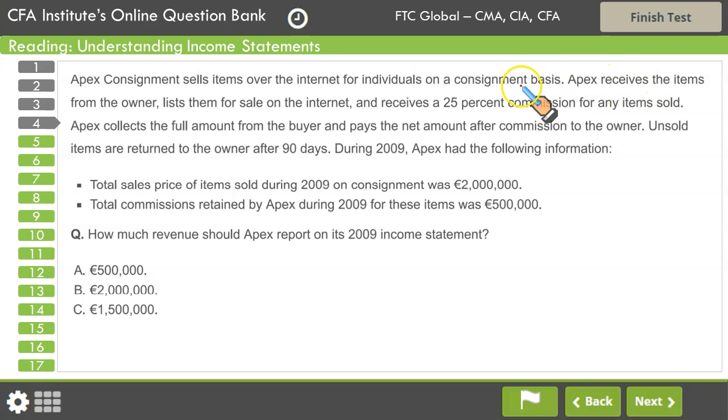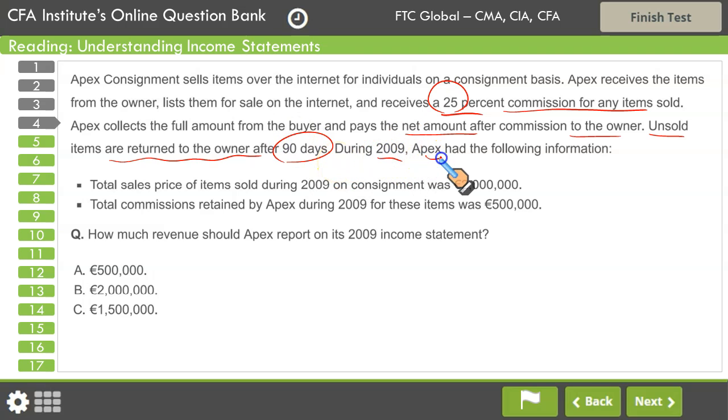Apex receives the items from the owner, the principal, lists them for sale on the internet, and receives a 25% commission for any item sold. Apex collects the full amount from the buyer and pays the net amount after deducting its 25% commission to the owner. Unsold items are returned to the owner after 90 days, because it's the owner's property.